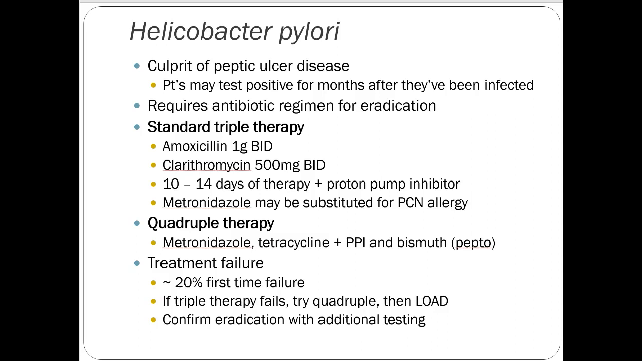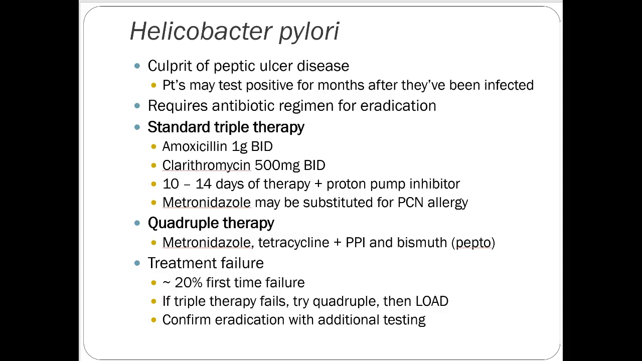If somebody is penicillin allergic, you can substitute metronidazole for amoxicillin. Metronidazole, we talked about it as an anaerobic agent, but it does have pretty good Helicobacter coverage. The standard of practice is that somebody would try triple therapy first. If they fail, they'd usually go to quadruple therapy, which is metronidazole, tetracycline, plus the proton pump inhibitor.